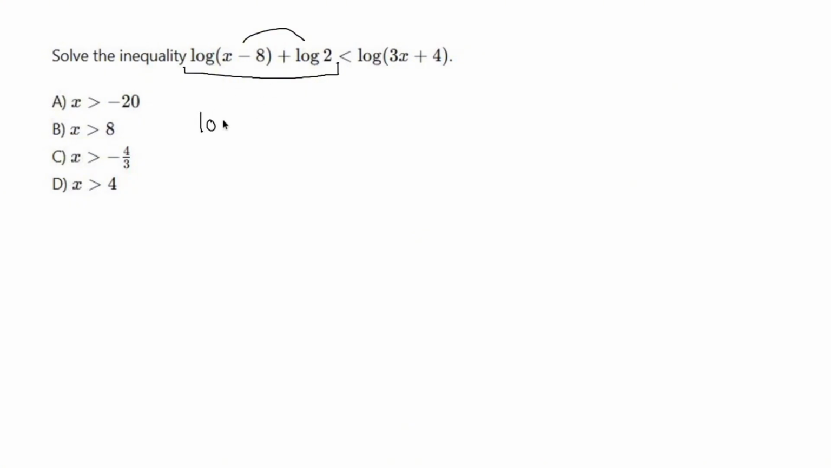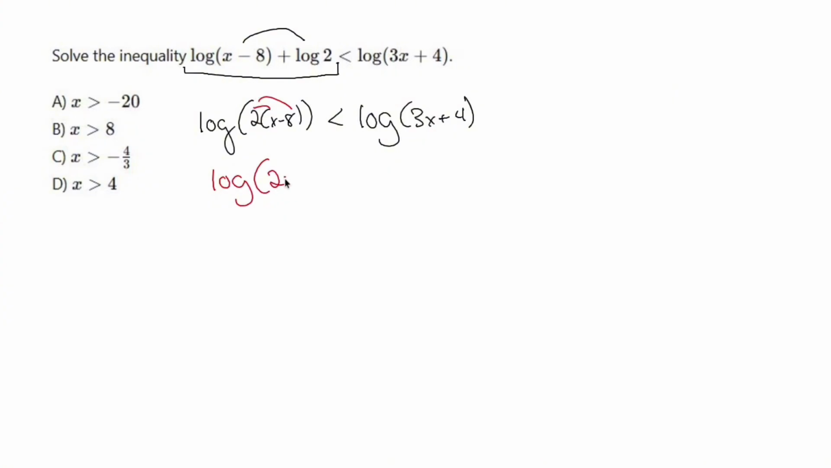So you're going to have log of 2 times x minus 8. I know I wrote that kind of backwardsy, but I like viewing distributive property in that way. That's going to be less than log of 3x plus 4. So let's quick distribute here. Bang, bang. Log of 2x minus 16 is going to be less than log of 3x plus 4. Now, a gentle reminder, log is the same as log base 10.